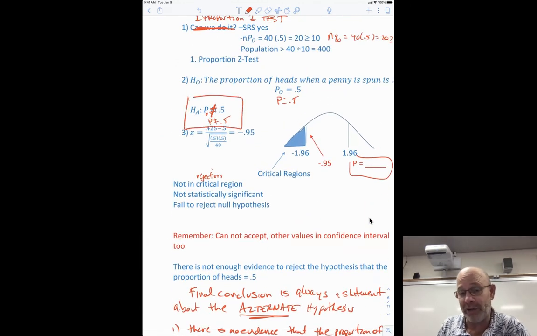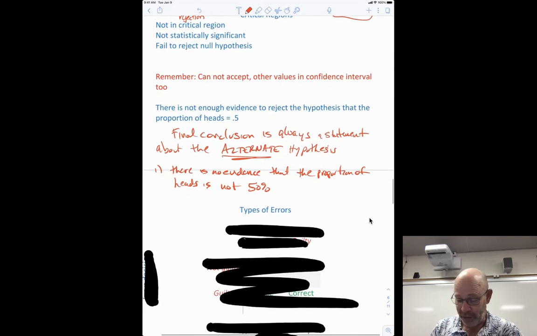When you're done, you're either going to say there is evidence that the proportion of heads is not 50%. If you reject the null hypothesis, you accept the alternate. If you fail to reject the null hypothesis, then you just say there is no evidence of the alternate hypothesis. So notice my wording. There is no evidence that the proportion of heads is not 50%.